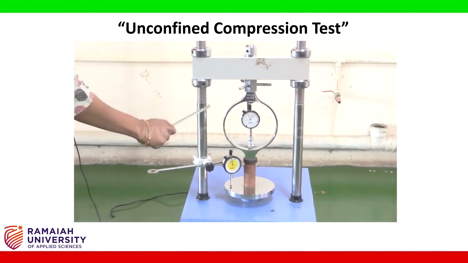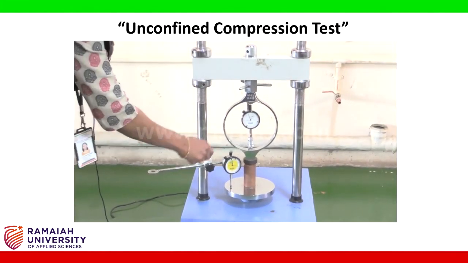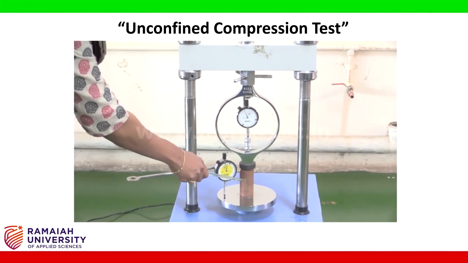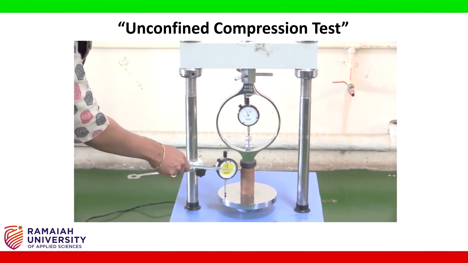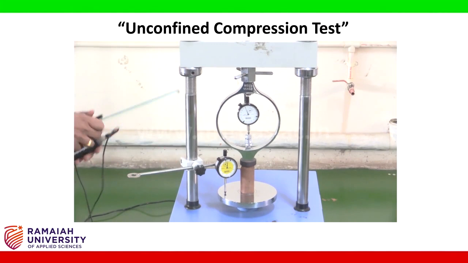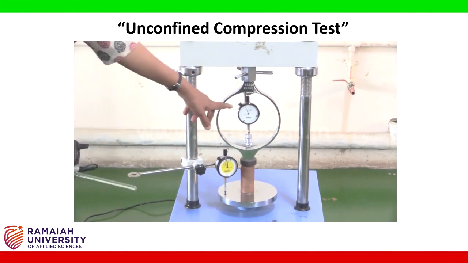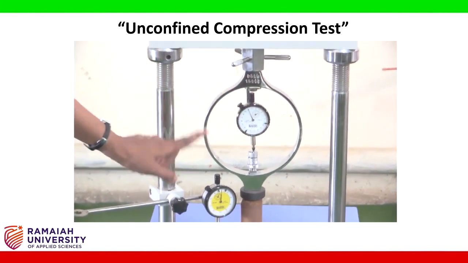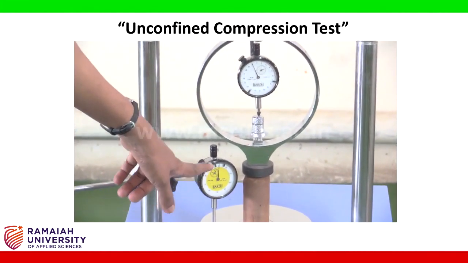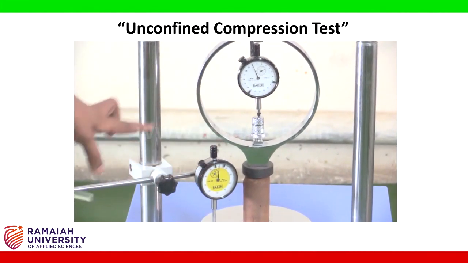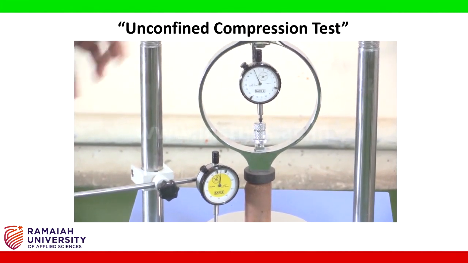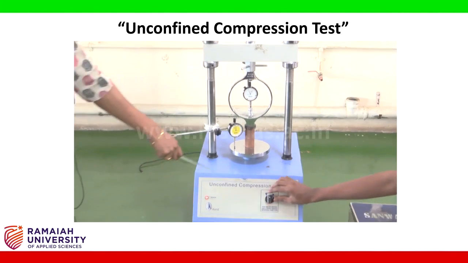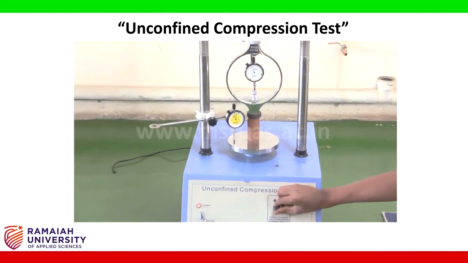Once we start the machine, the load will be applied on the soil sample and the deformation will start. So simultaneously we have to measure the divisions measured along the proving ring as well as the dial gauge. Also we can measure the time using a stopwatch if required. Now switch on the equipment and apply the load.